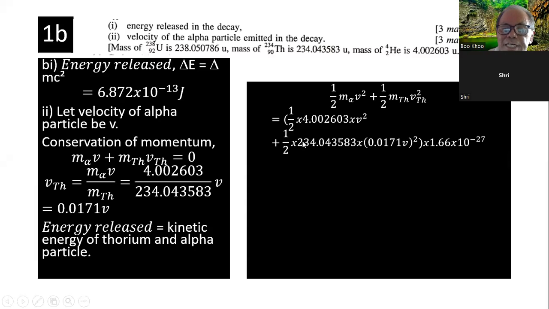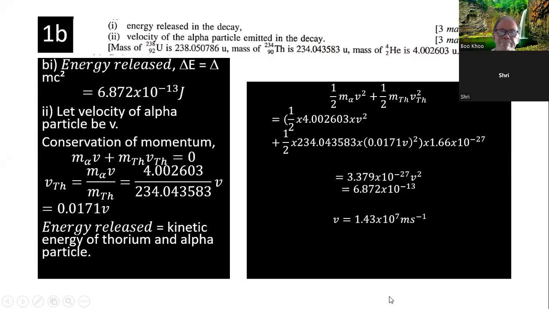From this calculation, I got this value, so this value must be equal to this value. Then from that, I can calculate: take this one down, cross multiply, and then square root it to get my v. Can? Okay.